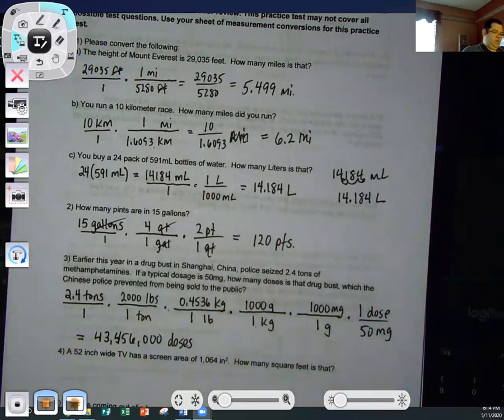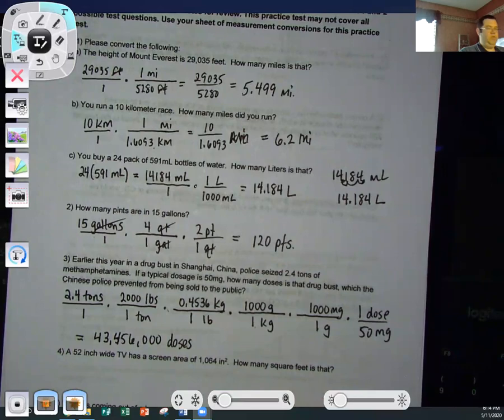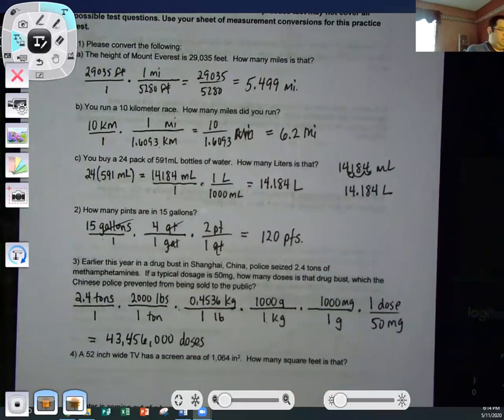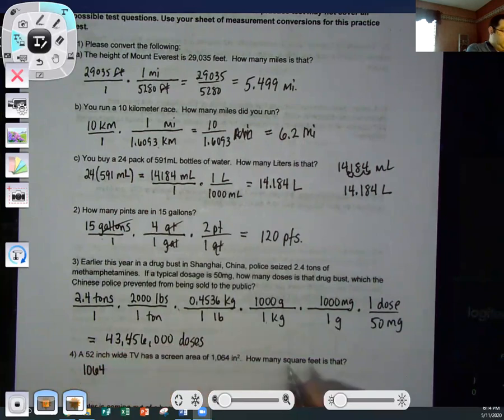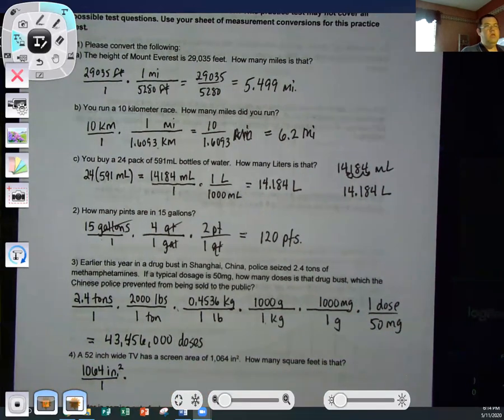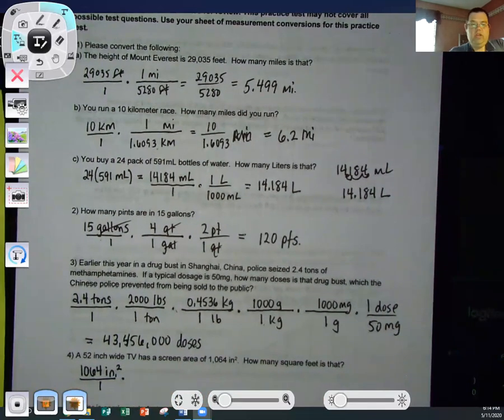Okay, next up, a 52-inch wide TV has a screen area of 1,064 inches squared. How many square feet is this? Okay, so 1,064 square inches. So that's inch times inch. So what I can do here depends on how you want to approach it.